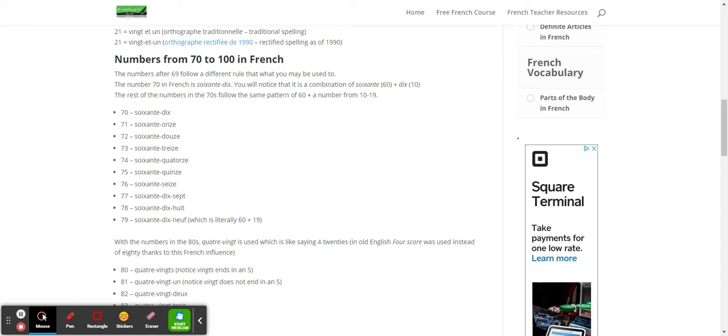the 60s. Once you get to 70, 70 is 70. 71. So then just use the teens instead of singular numbers to make it the 70s. So 71, 72, 73, 74, 75, 76, 77, 78 et 79.